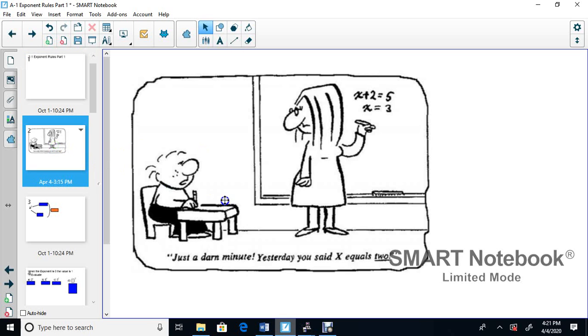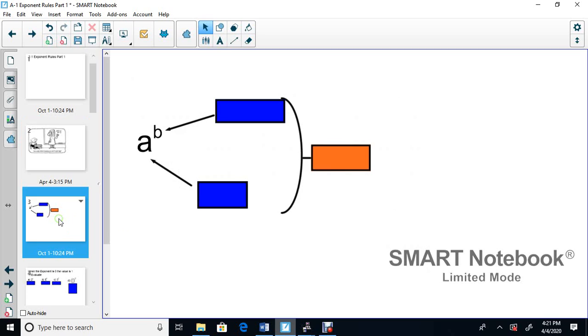So we're going to start off with our joke of the day. You've got your student and your teacher, and the student's looking at the board, and the teacher gets x equal to 3, and he says, "Just a darn minute. Yesterday you said x equals 2."